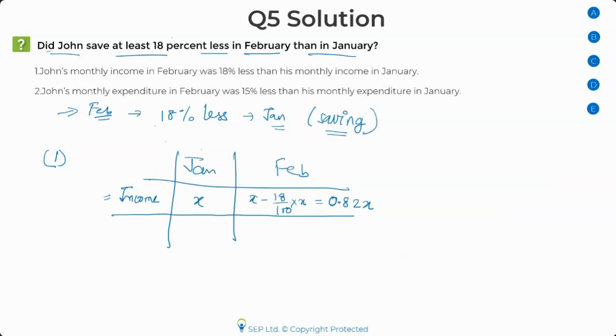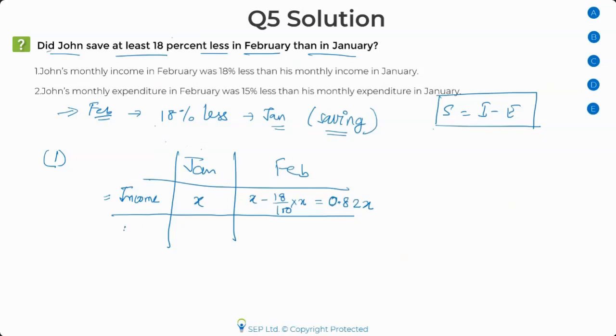Now, those of you who marked A, some of you did that, I hope you understand just knowing the income is not enough. What I need here is to find out the expenditure also so that I can get the net savings. Savings is what? Savings is basically income minus expenditure. So I'm looking at this number. Okay. So obviously statement one is not sufficient. I'll go to statement two.